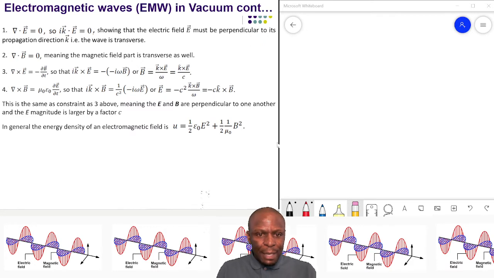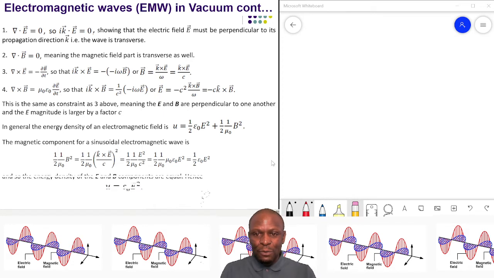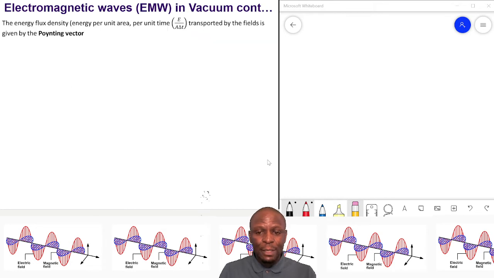Right, now the energy density U is given in terms of the electric field contribution, as well as the contribution from the magnetic field B. The contribution from the magnetic component is given by that, and we know the magnetic field B from this Maxwell equation. If you write it in those terms, you can show that the contribution from the magnetic field is exactly the same as the contribution from the electric field. If you add these two, because this is equal to that, you can show that the energy density is given by epsilon naught E squared.